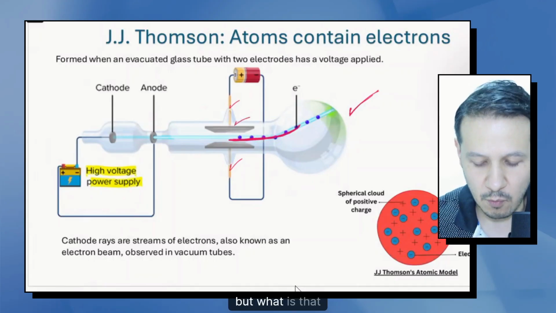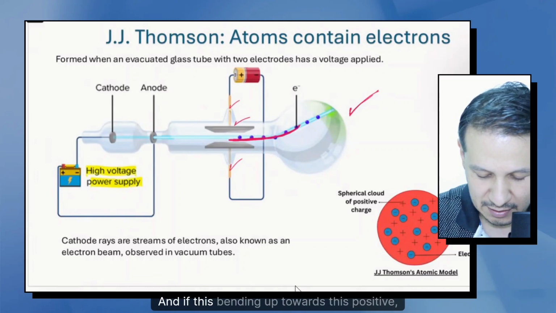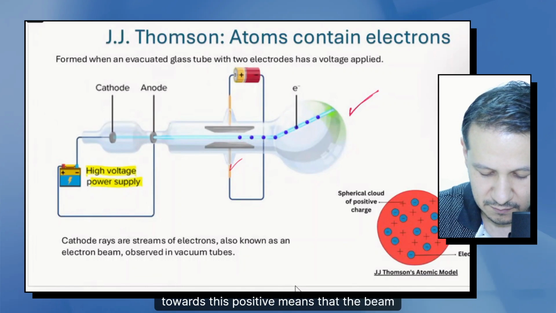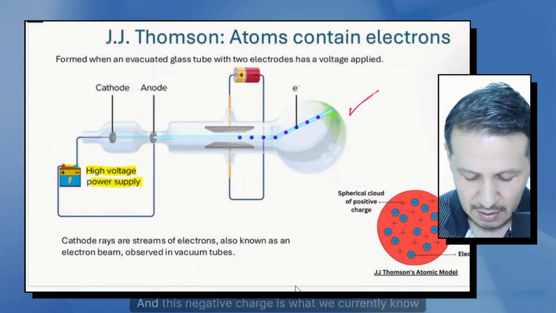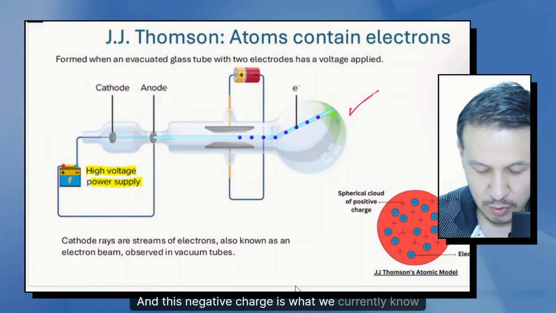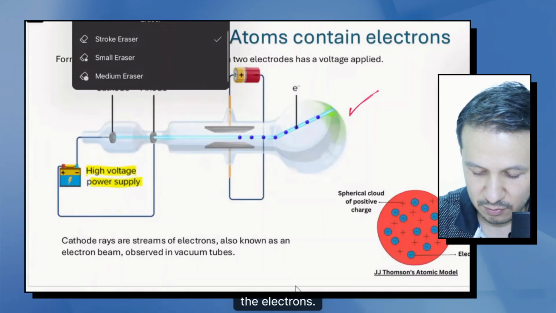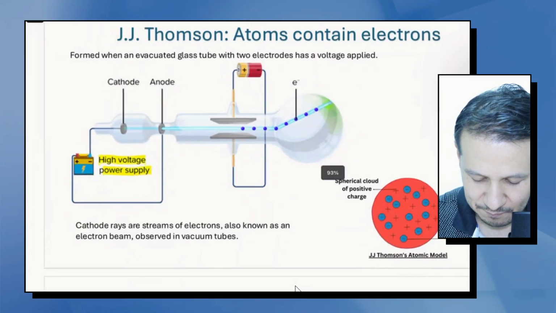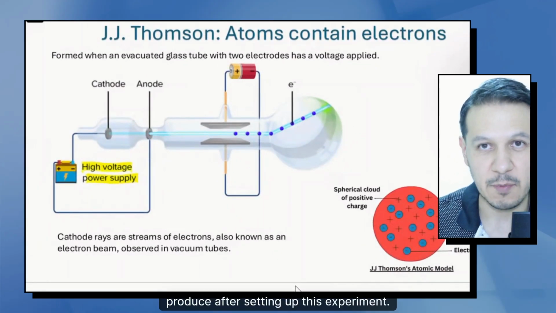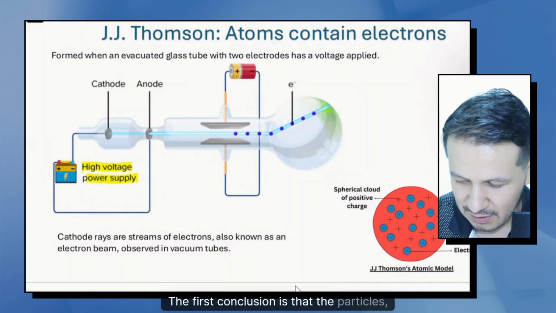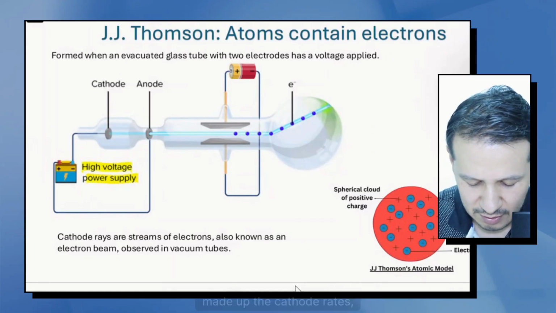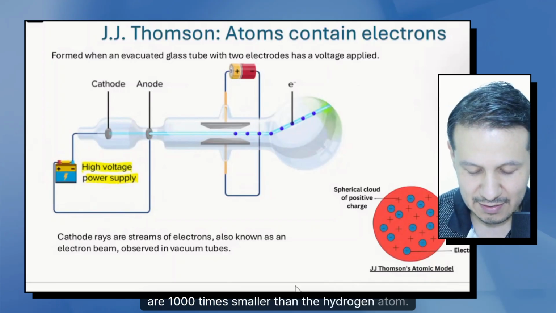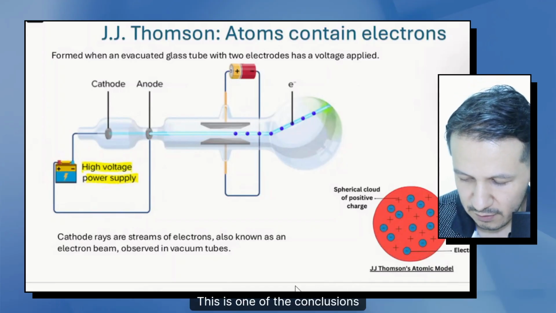But what is that? Bending toward the positive means that the beam has a negative charge. And this negative charge is what we currently know as the electrons. There were different conclusions that he produced after setting up this experiment. The first conclusion is that the particles that make up the cathode rays are 1,000 times smaller than the hydrogen atom.